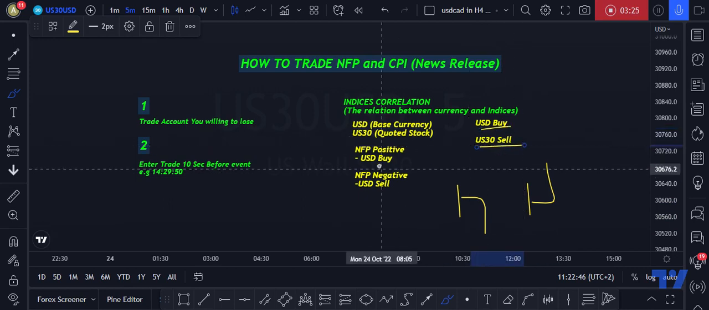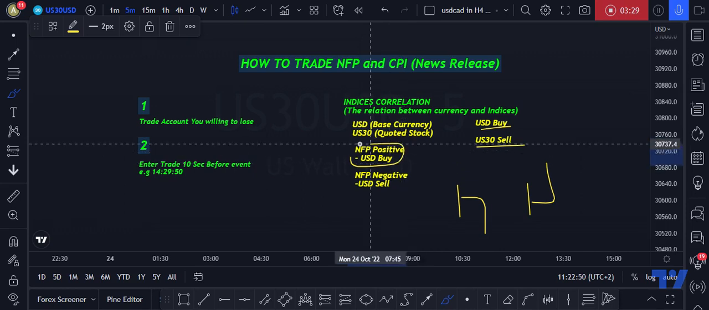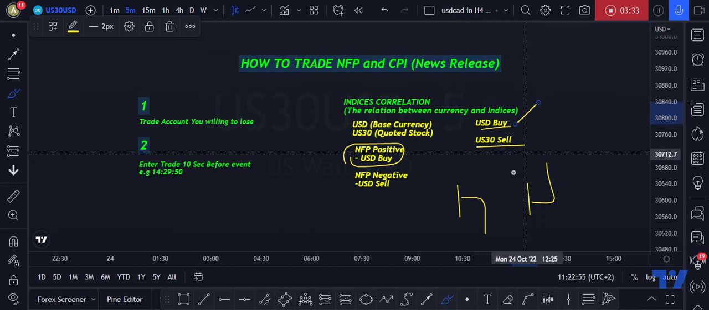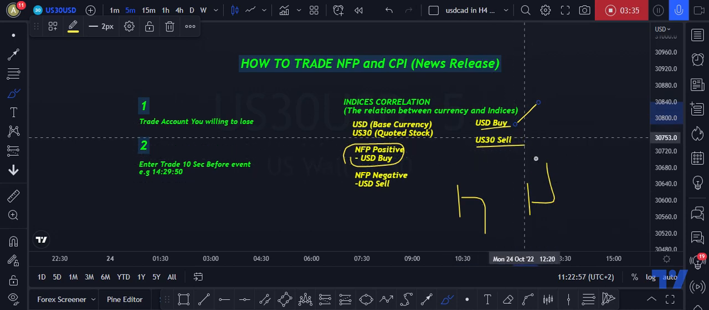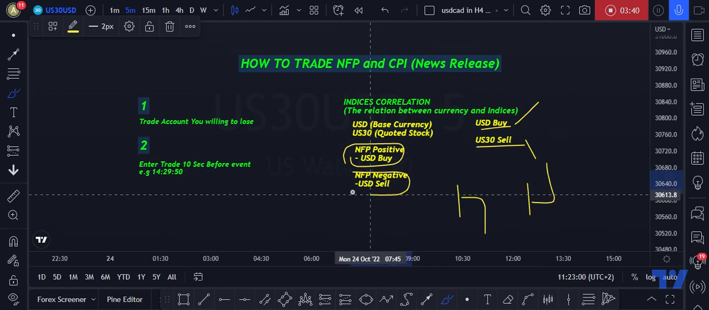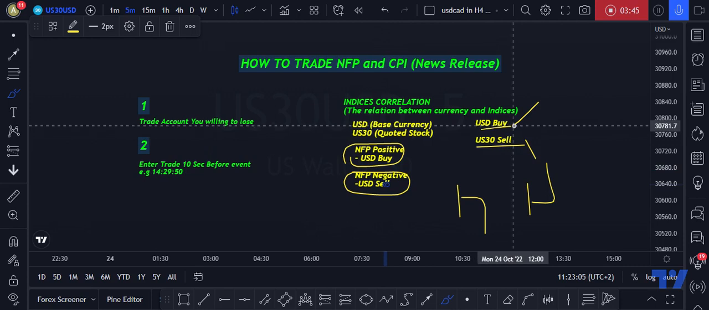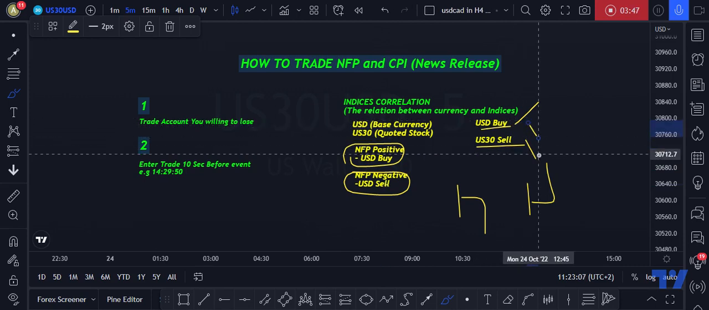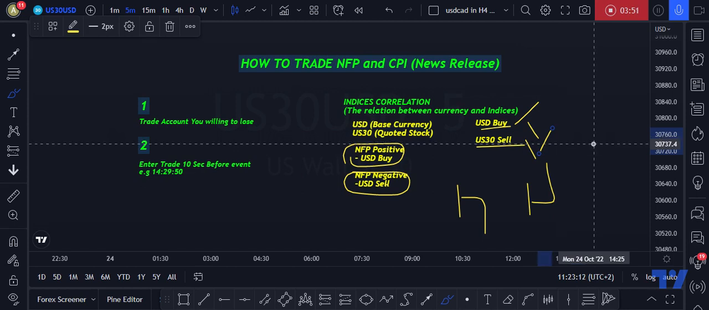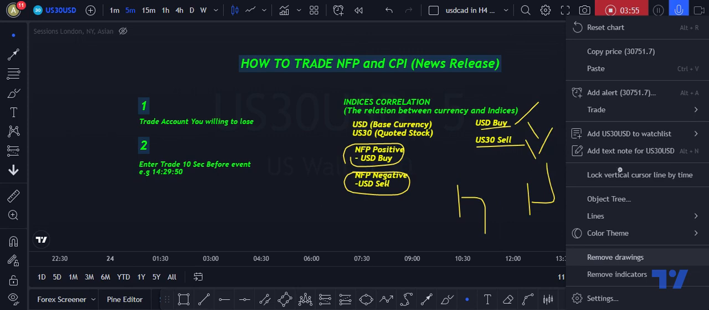If the NFP or the CPI is positive, it's going to affect the dollar to buy. That makes USA 30 sell. If NFP or CPI is negative, it's going to affect the dollar to sell. If USD is going to sell, then USA 30 is going to buy. Let me show you quickly on the charts. Okay, I'm done explaining this. I hope you understand. So let's go to the charts.